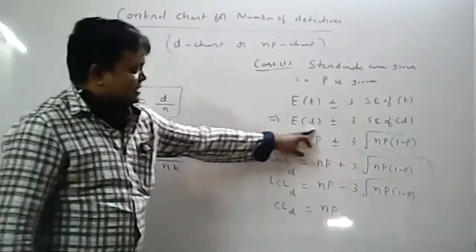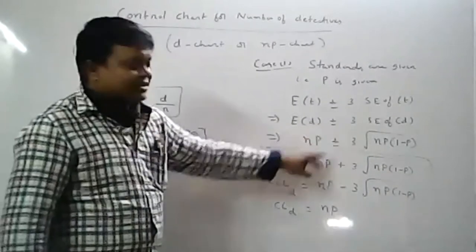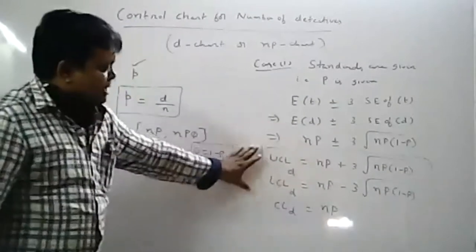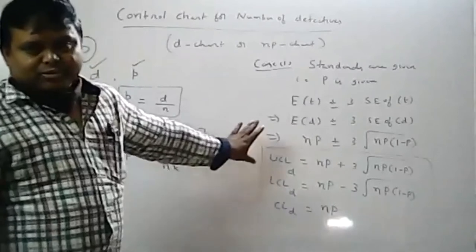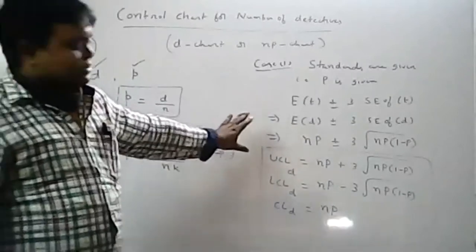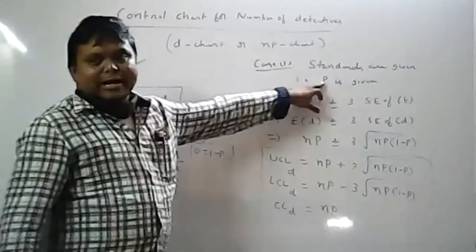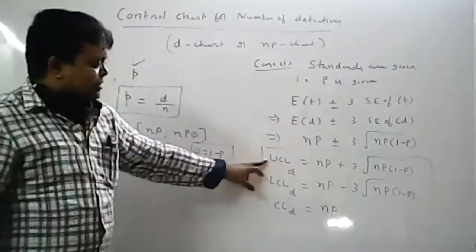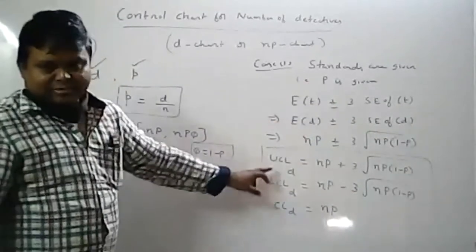Last one, CL D. CL D is nothing but the first part value. What is the first part value? N into capital P. So when these formulas are used, if you know the standards are given, that means capital P is given, then you can calculate UCL, LCL, CL by using these formulas.